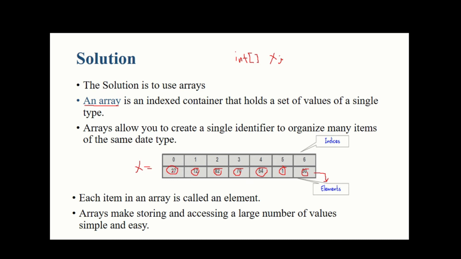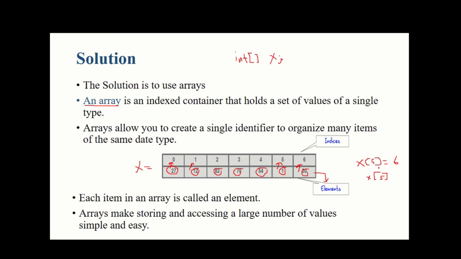So 27 is index number 0, and 12 is index number 1. The 1 here is at index number 5, and the 300 here is at index number 6. So each number is given an index. If I want to print the number 1 here, I should say x at index 5. If I want to change it, I say x[5] equals 6. If I want to print it, I should use the index between these two brackets, 5.